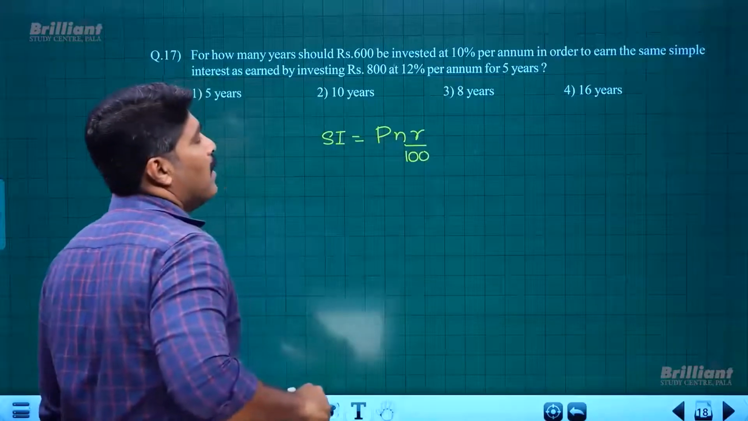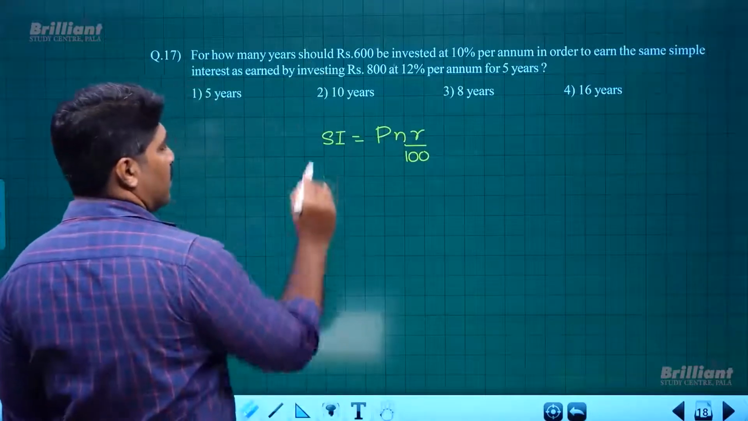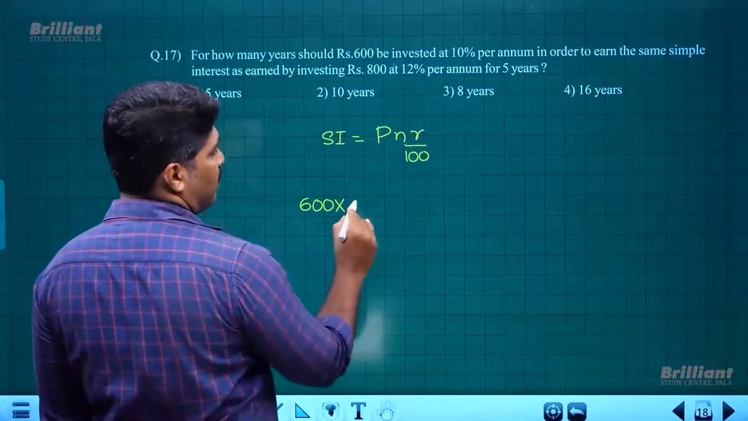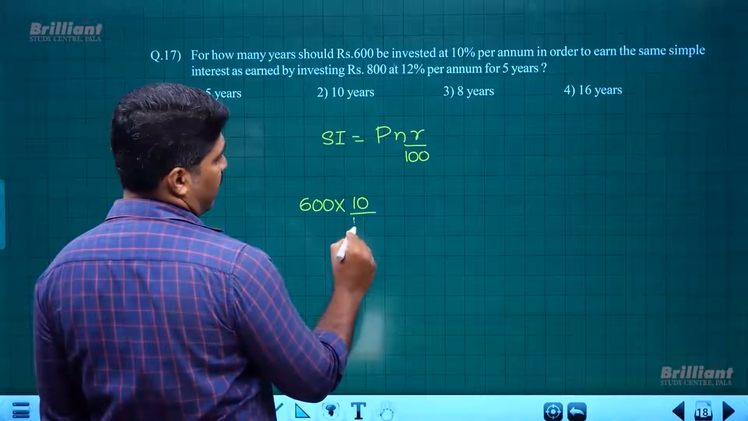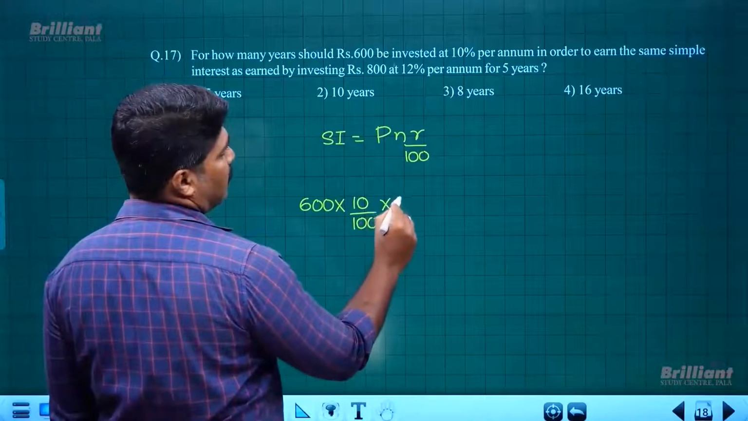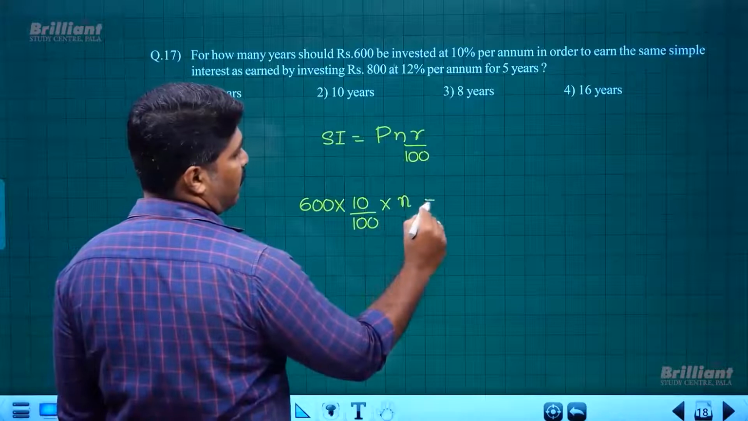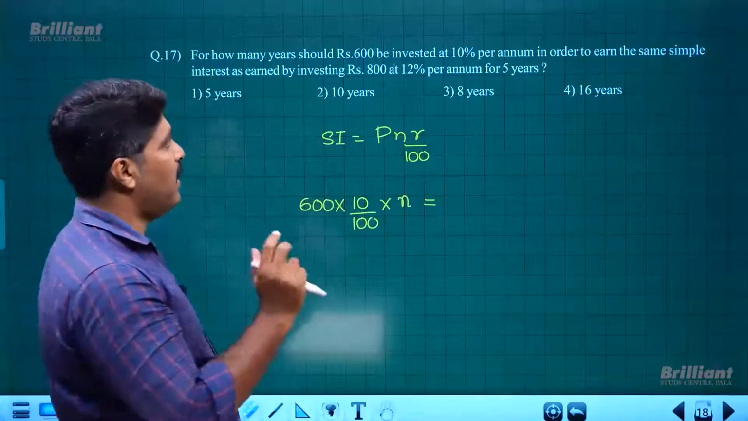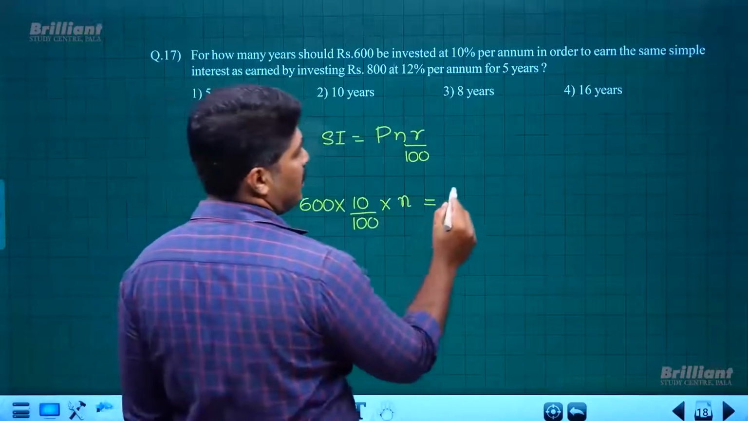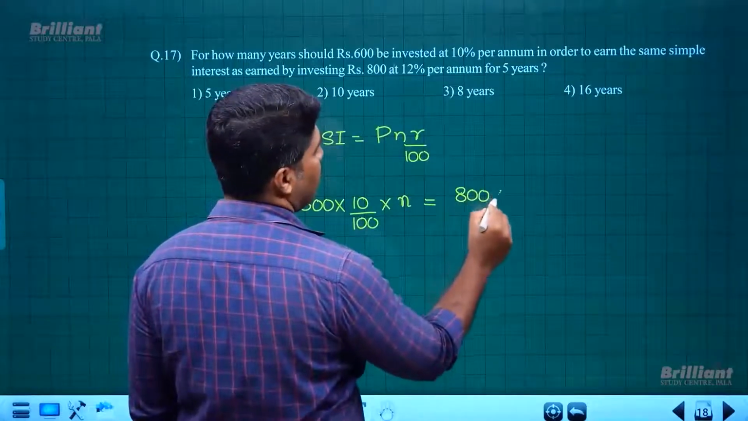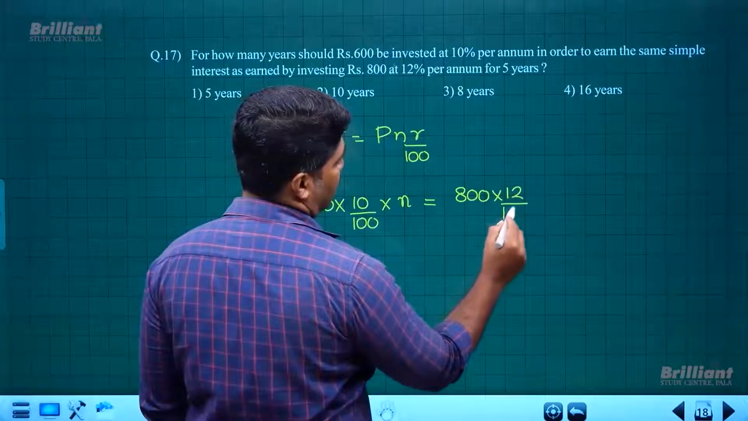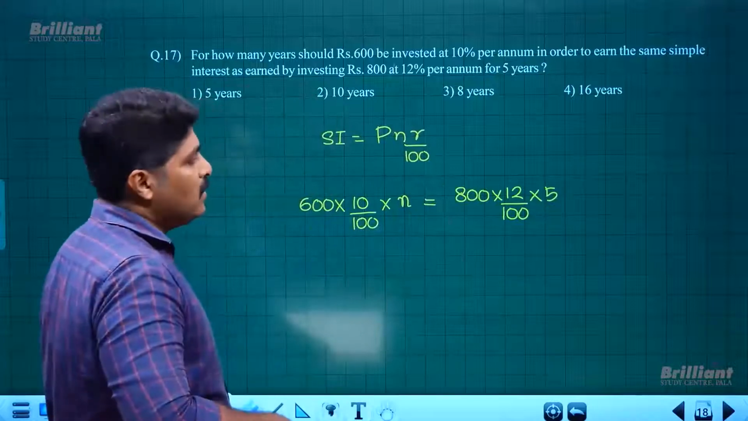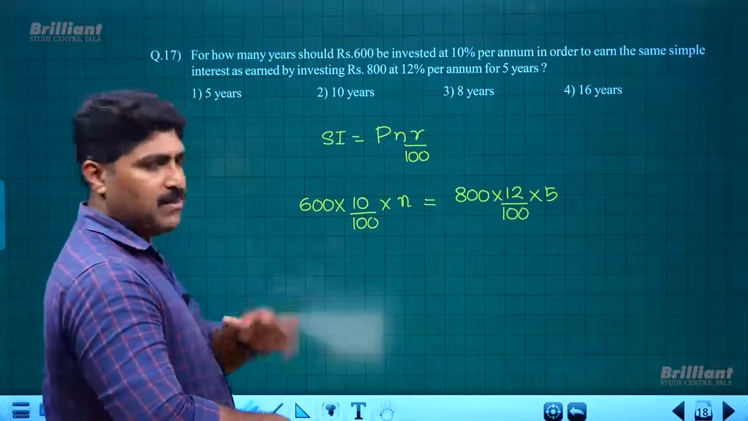Correct. Here, rupees 600, for 10% per annum. We can write it like this. Suppose for n years that we are going to find out. This is the interest earned in the first situation. That is same as the interest earned in the second situation. Second situation, 800 rupees, 12% for 5 years. So you just simply simplify this equation here.